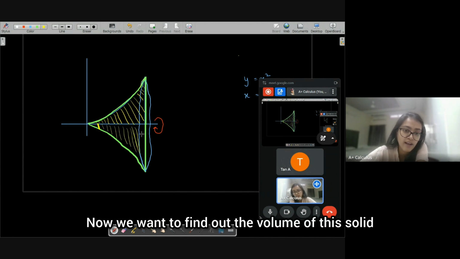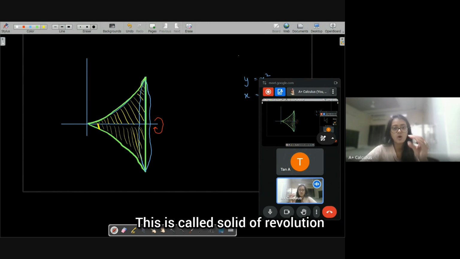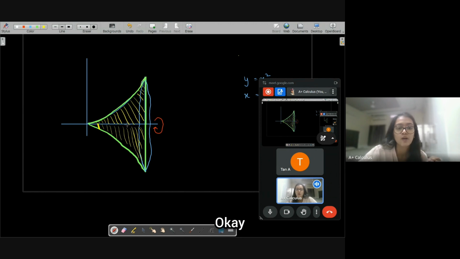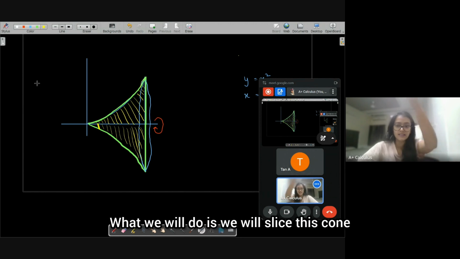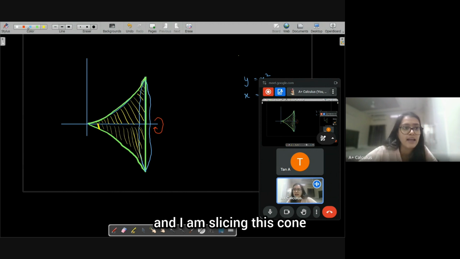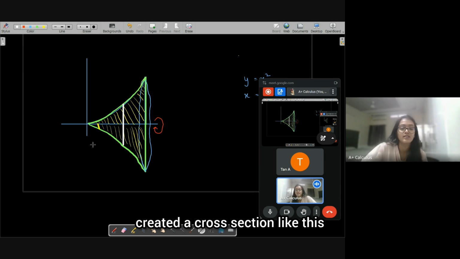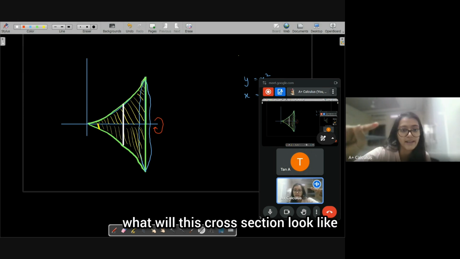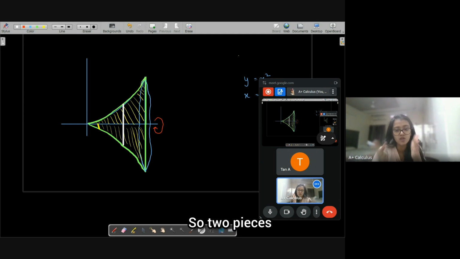Now we want to find out the volume of this solid. This is called a solid of revolution. So how do we find out the volume of this solid? What we will do is slice this cone. Imagine that I have a knife and I am slicing this cone at any point. So you see this? I have created a cross section like this. Now you have two pieces. You have sliced this cone.